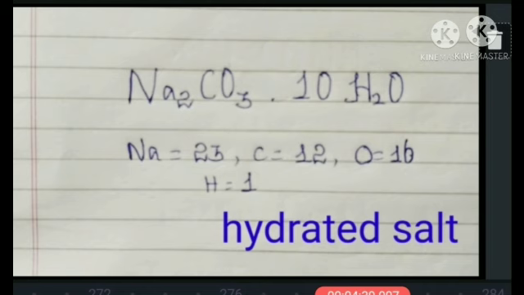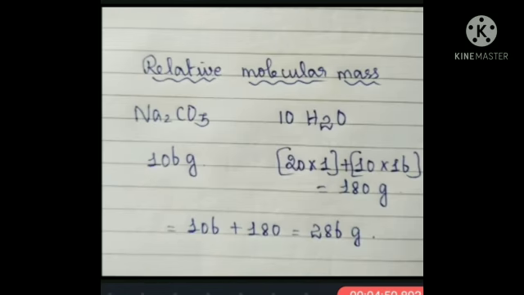What is the mass number of sodium? Sodium 23, carbon 12, oxygen 16 and hydrogen is 1. So the first step is to find out the relative molecular mass of all. Here you may have some confusion about how to find the relative molecular mass. Na2CO3.10H2O. Here you have to find the relative molecular mass of Na2CO3 separately, next 10H2O separately. So 10 is common for this water. So 10 is common for this hydrogen and 10 is common for this oxygen.